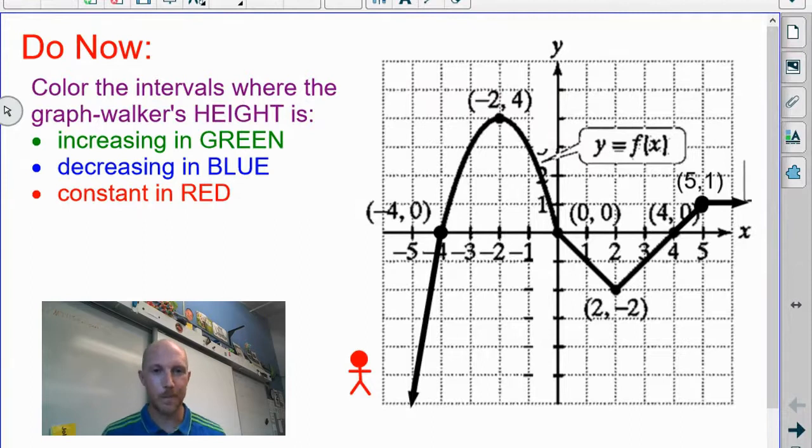So here's your do now for today. Remember, as you're coloring in the graph, graph walkers always move from the left side of the graph across to the right. They can't ever go backwards.